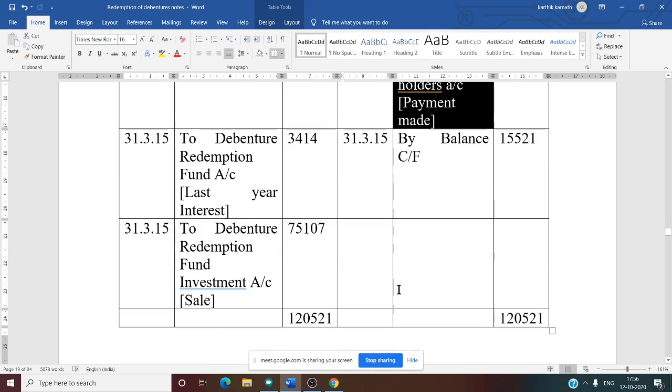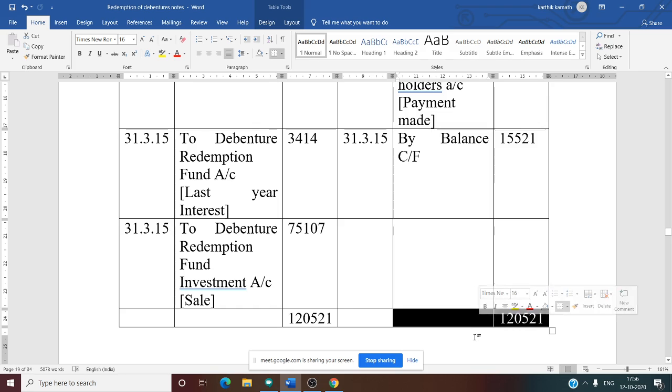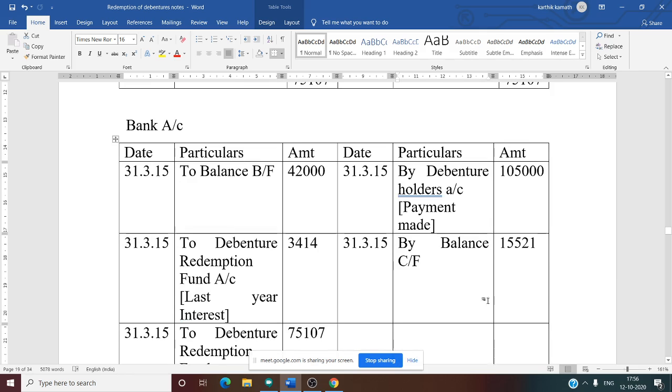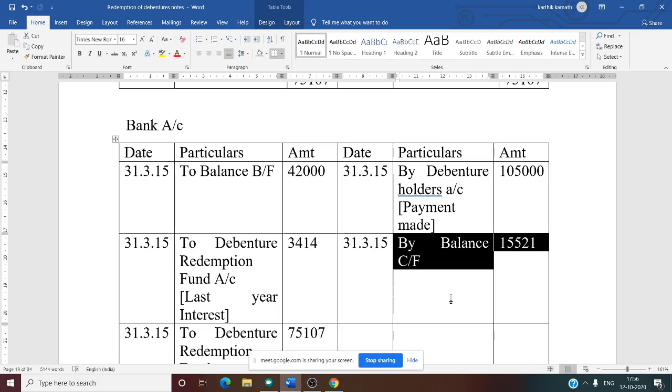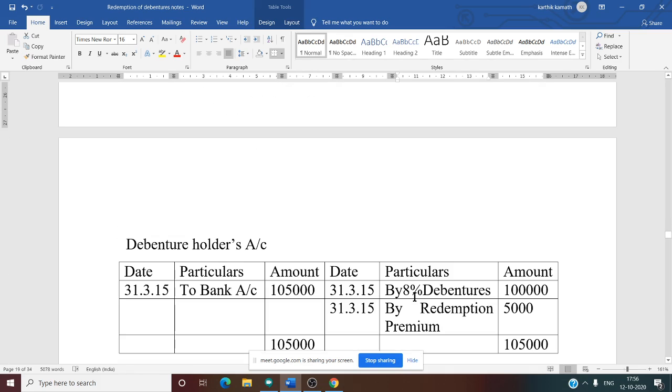So now the total of the bank account on both sides is 1,20,521, because the debit side total is more than the credit side. Whatever balance remains in the bank account, you need to carry forward. By balance carry forward 15,521. If you are preparing the bank account in the next year, then this will be your opening balance. That is 15,521, your balancing figure in the bank account. Very simple bank account.